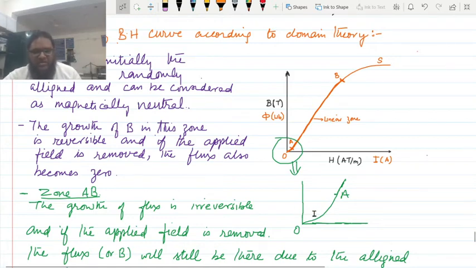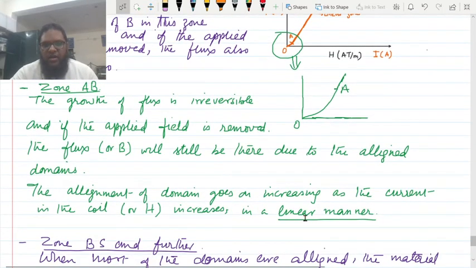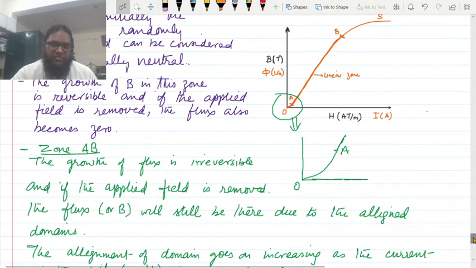And the flux inside the material will again become zero. But from this region to this region, from A to B, the domains continuously go on aligning. The alignment will go on increasing with the increase in H. This increment will be in a linear manner, and we try to operate our device in this region only, in the linear zone.